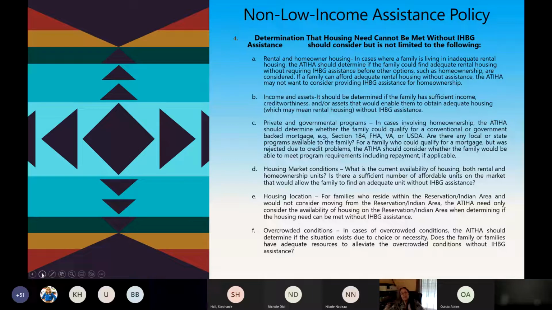And then you have to make that determination that that housing need cannot be met without that assistance. Income and assets, that there are no private and government programs that can help them, the housing market conditions, that there are no units around, the location. Now that particular statement there will help sometimes make this determination.